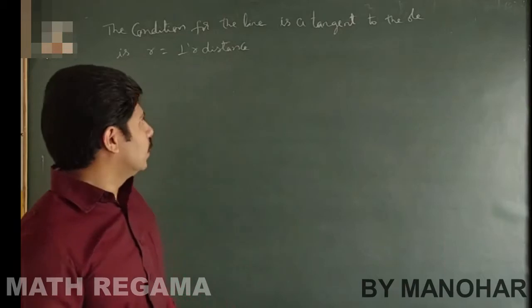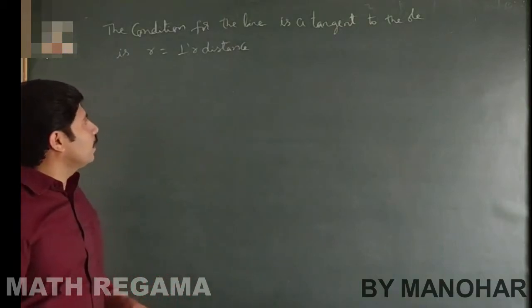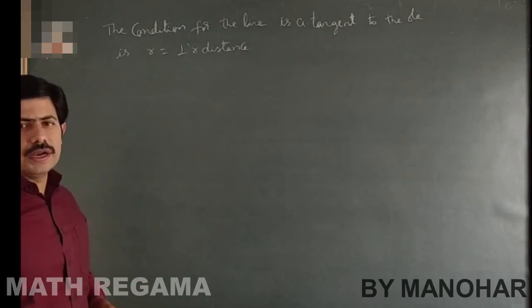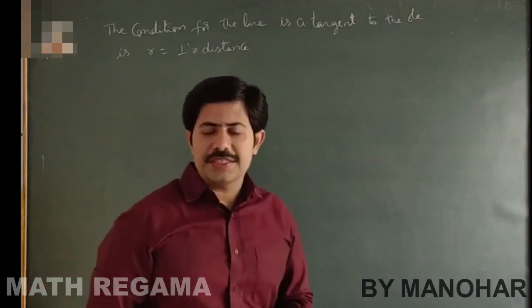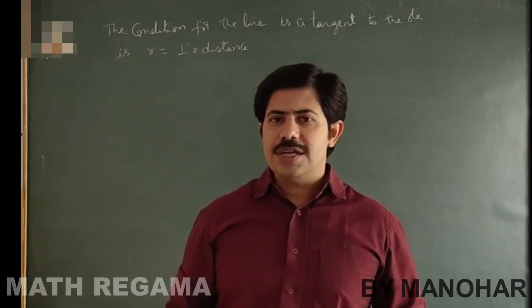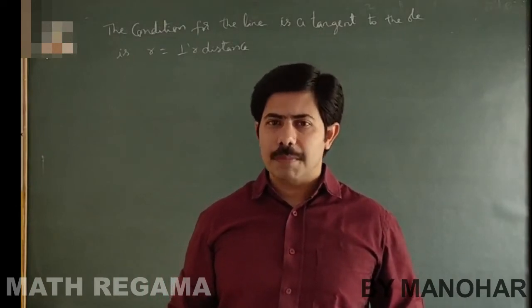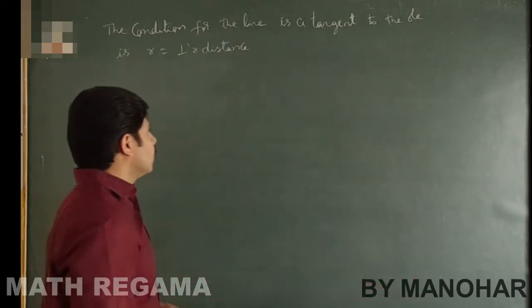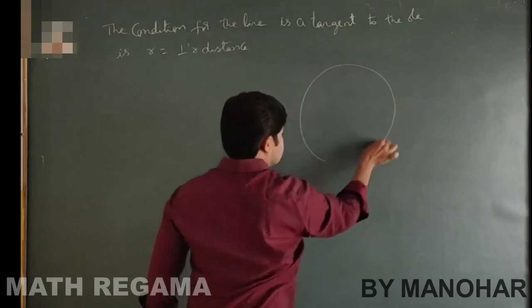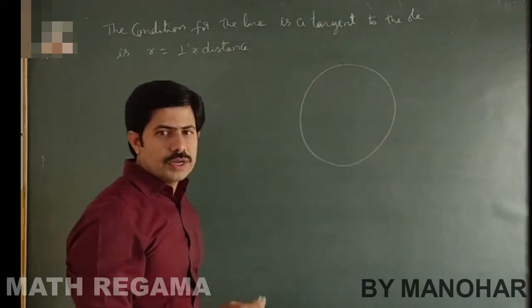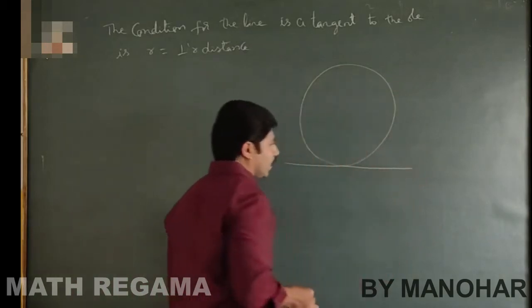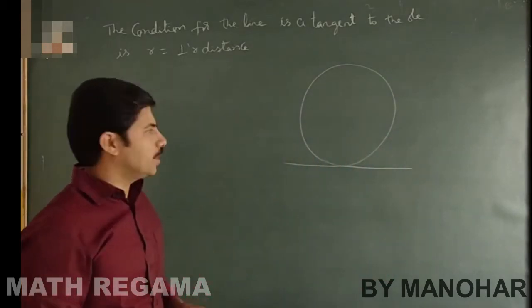So next is the condition for a line to be a tangent to the circle: radius is equal to perpendicular distance. That means if a line is tangent to the circle, the condition is radius is equal to perpendicular distance. Now this is a circle. Tangent. What is a tangent? If a line touches the circle at one point, the line is a tangent.